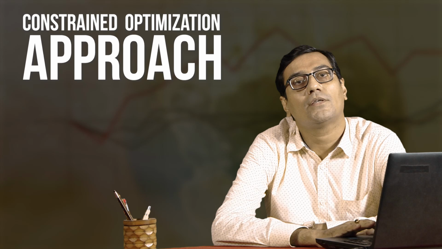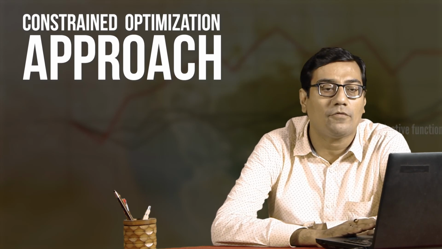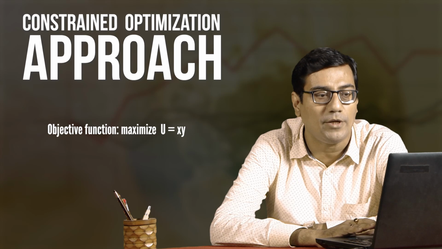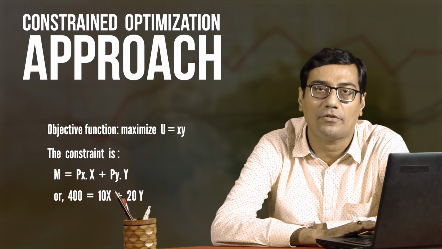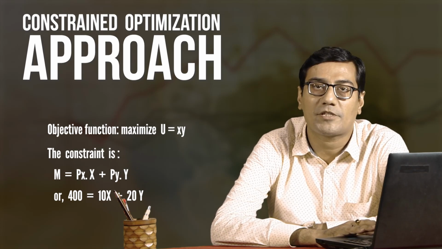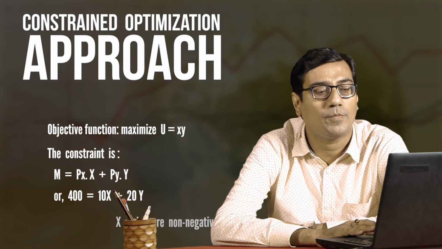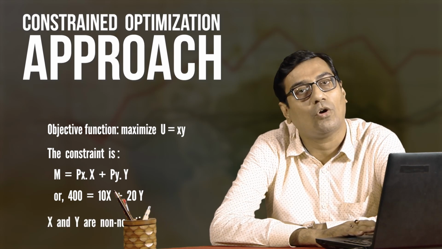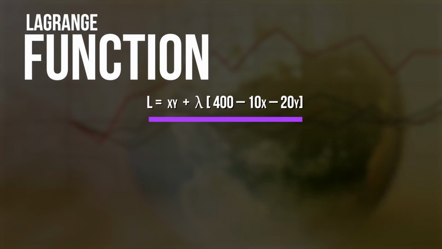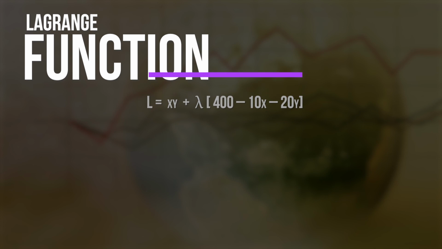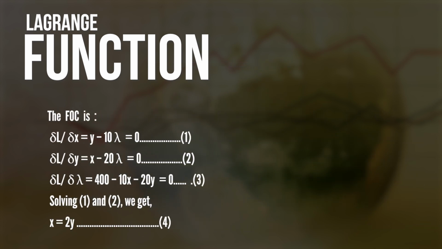In order to do this, we have to set an objective function, which is maximization of utility as usual, and then we have a constraint, which is the money income of the budget, 400, that is 10x plus 20y, the respective Px into x plus Py into y, and x and y must be non-negative. So given this budget equation, our objective is to maximize our utility. In order to do this, we obtain the Lagrangian function, which is xy plus lambda, the Lagrangian multiplier, times 400 minus 10x minus 20y.